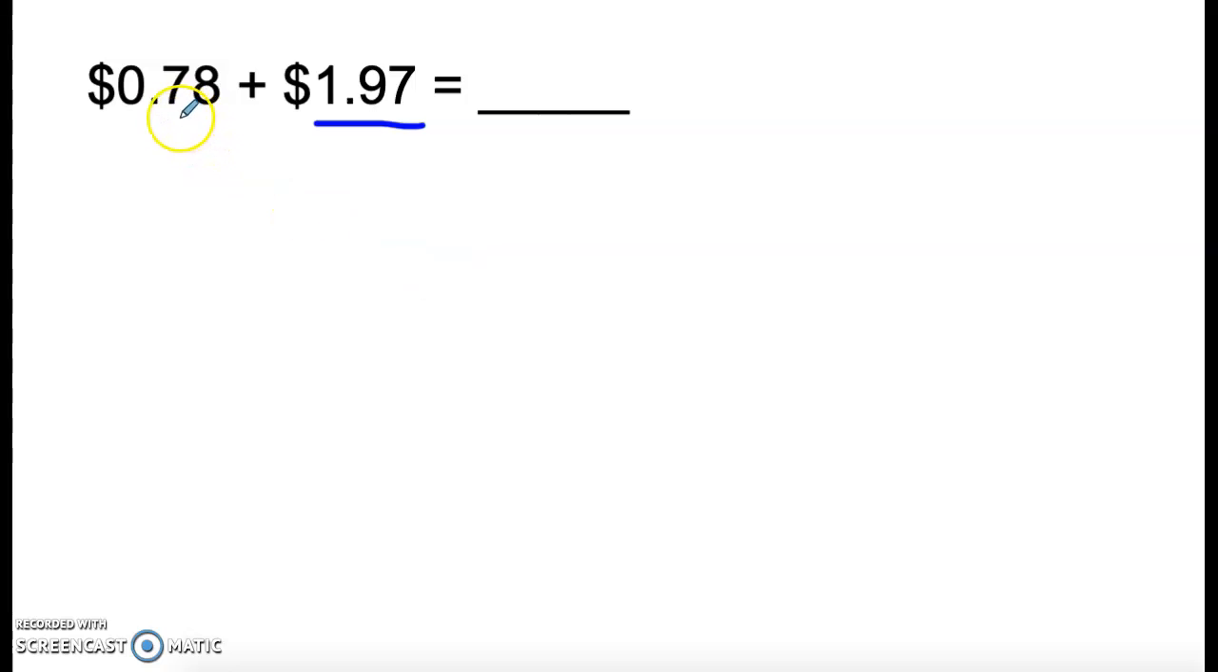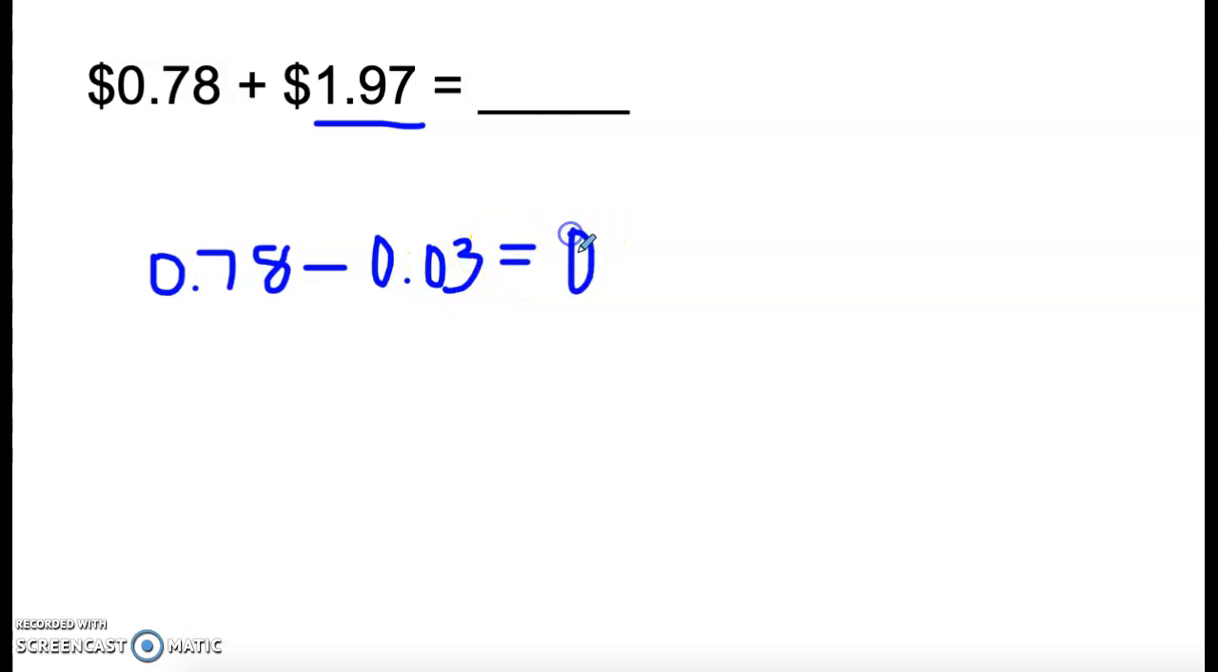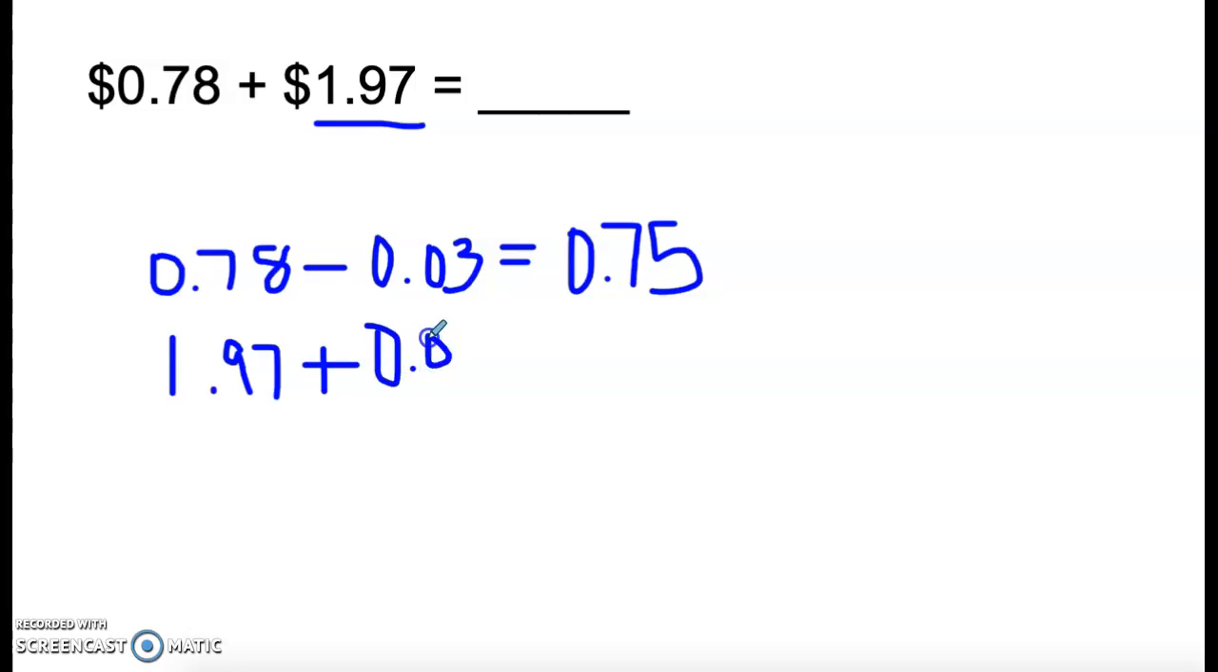So I'm going to take the 3 cents from my 78 cents so that I can give it to that number. So I need to take away my 3 cents. Remember, I draw it like this because we have no dollars and we just have 3 cents. So I am left with 75 cents here. And now that I took away the 3 cents from this one, I can give it to the other one. That's why we call it the give and take strategy.